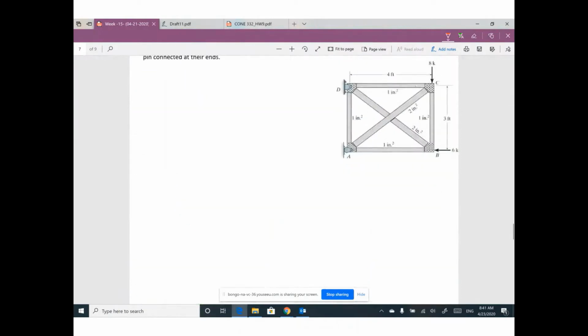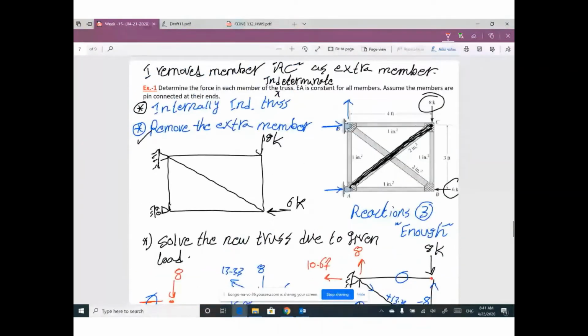We started last time for this example, and we have 3 reactions, which are enough. So we have this cross. That means this truss is internally indeterminate. First, second step, we need to remove the extra unknown. Your extra unknown will be one of these 2 diagonals. So I decided to remove this one, member AC.